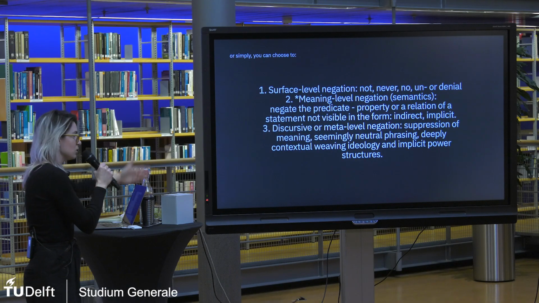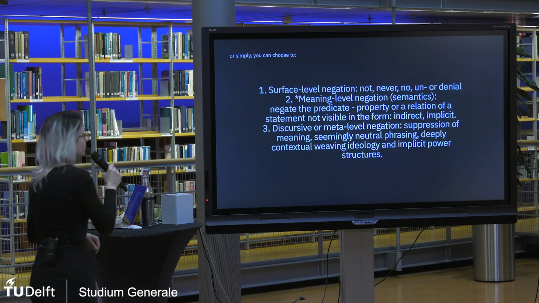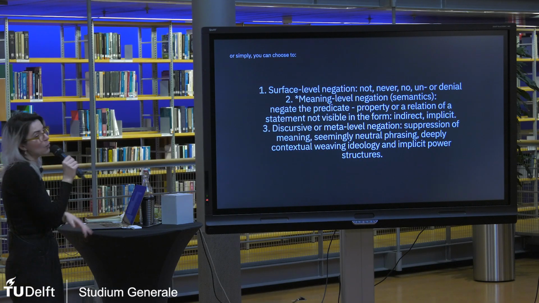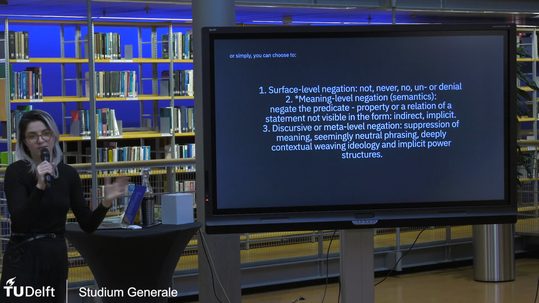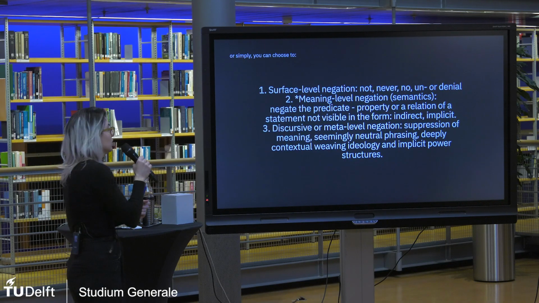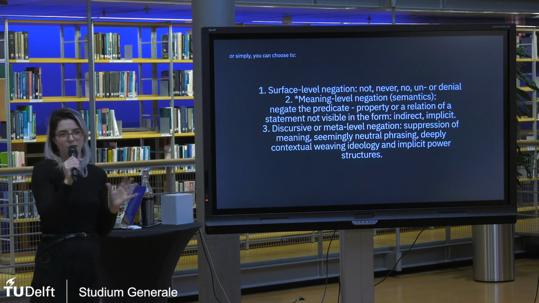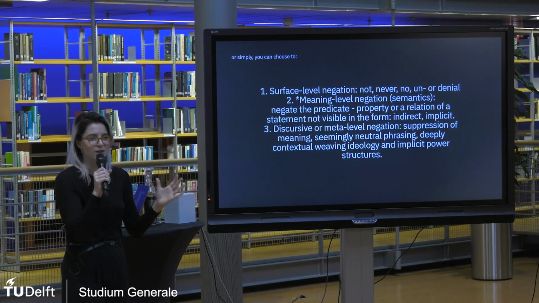It is not visible in its form, and we will try to negate it by making indirect, implicit statements. And the third one is a discursive or meta-level negation, often used in politics, legal speech, and alike. But that's the suppression of meaning. I didn't say that that would happen. I didn't say that that wouldn't happen. So where are we exactly?